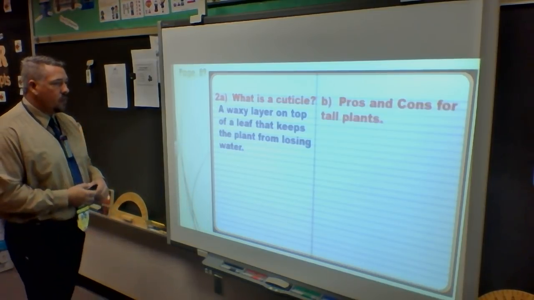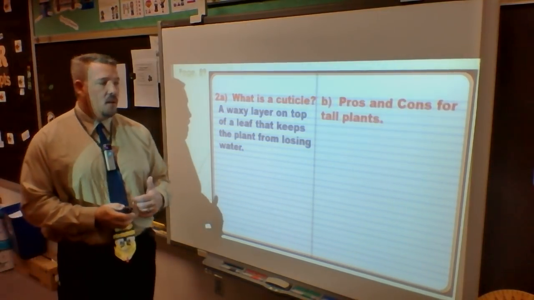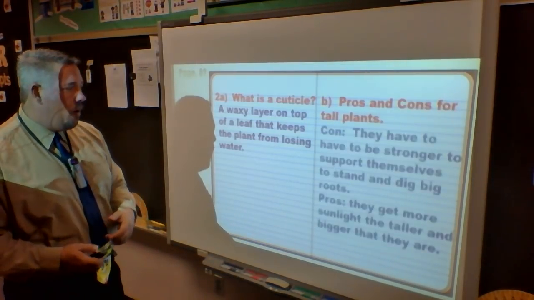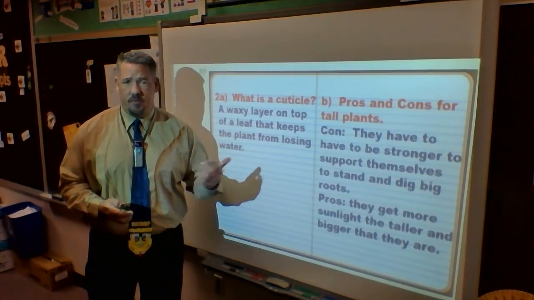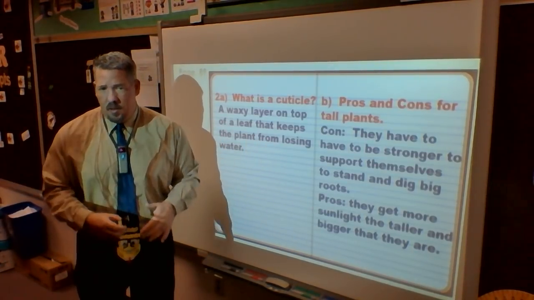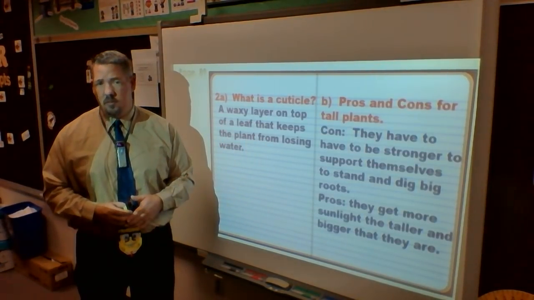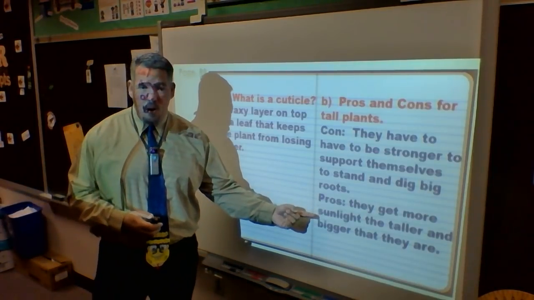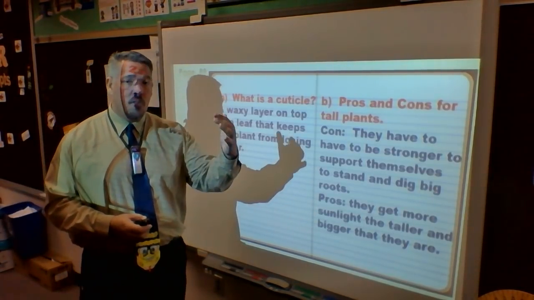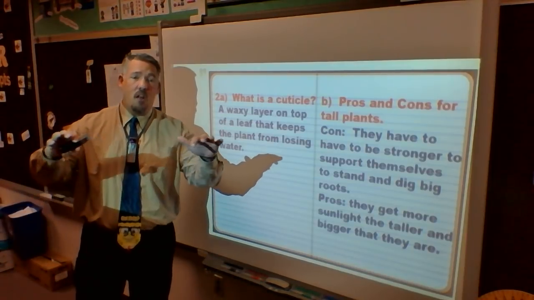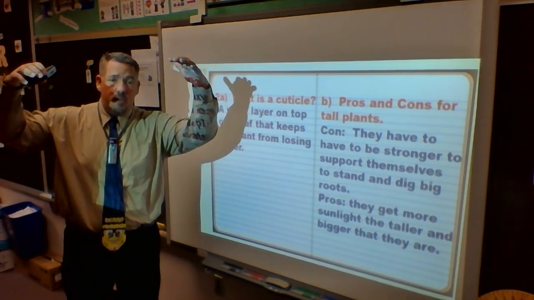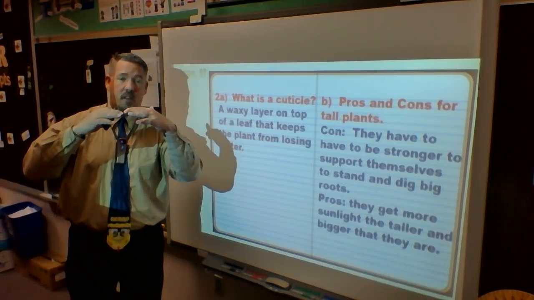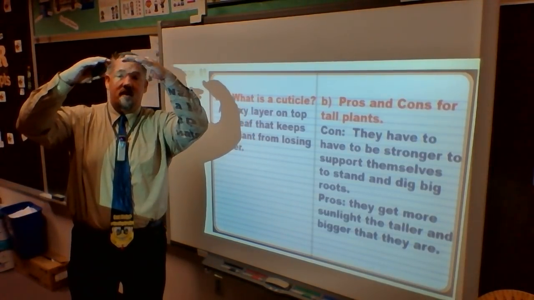The second one, we'll talk about the pros and the cons for tall plants. Well, the negative is that they have to be able to be strong enough to stand up and dig their roots deep into the ground. But the good thing, the pro, is that the taller they are, they can be above all other competing organisms and get more sunlight. So the taller the trees are, especially if they're pushed closer together, then they're the ones that are going to get the sunlight.